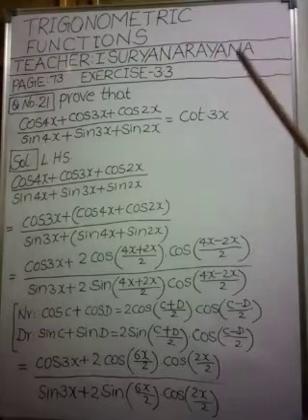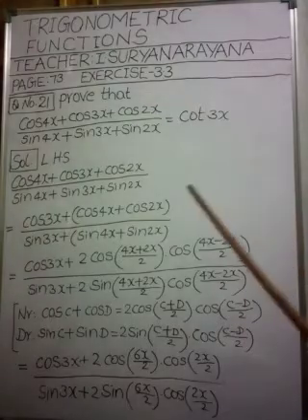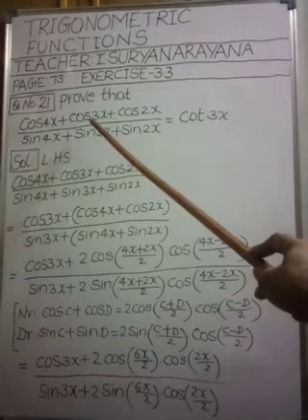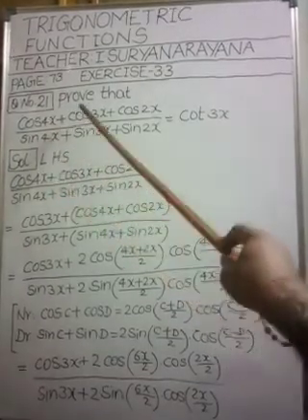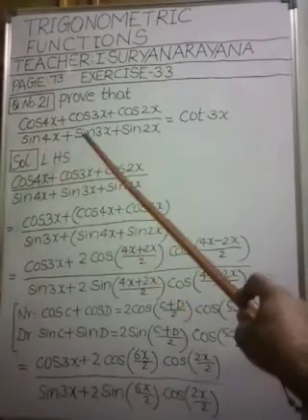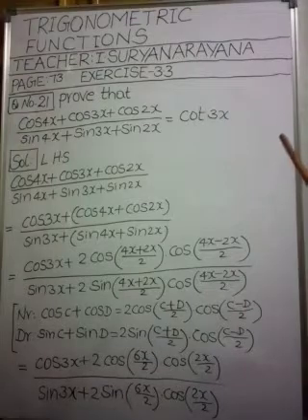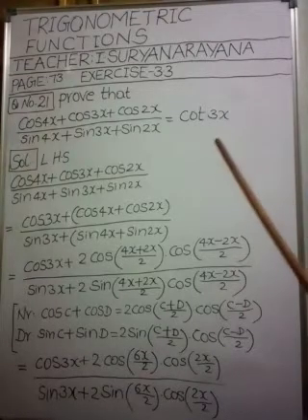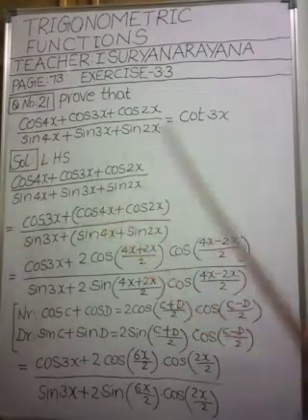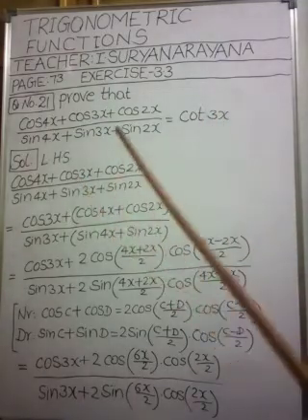We follow the same steps as we followed for the 20 questions. We take the LHS. What is LHS? (cos 4x + cos 3x + cos 2x) divided by (sin 4x + sin 3x + sin 2x). Now, cos 3x is there in the numerator, and sin 3x is there in the denominator. We have to prove cot 3x, so we should not disturb these two terms.